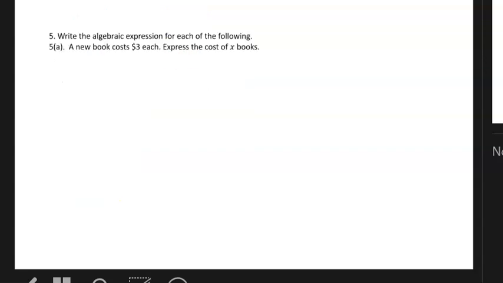Now the next question is like a word problem. A new book costs $3. Express the cost of x books. We know the cost of books depends on the price, of course, which is $3 each. It also depends on how many books we buy. So we know the cost will be equal to the price times the quantity, which is how many we buy.